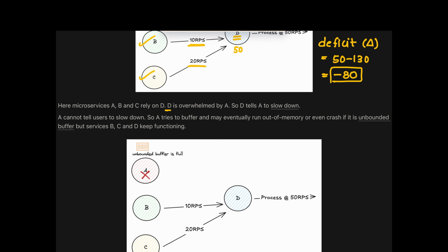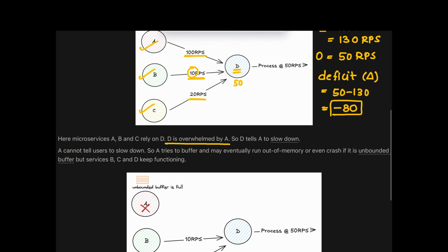So basically D is overwhelmed by A because B is sending only 10 requests, C is sending only 20 requests, but A is sending well above the limit of 50, which is 100 requests per second. So D can tell A to slow down, but A cannot tell the users to slow down. This we already discussed where we took the example of a user posting an Instagram image.